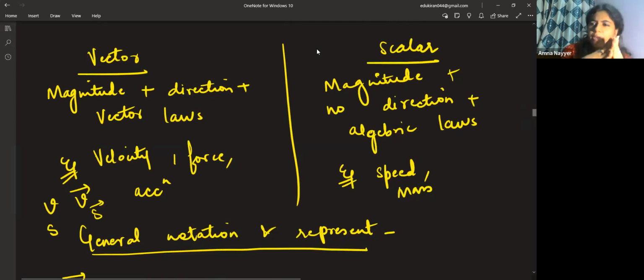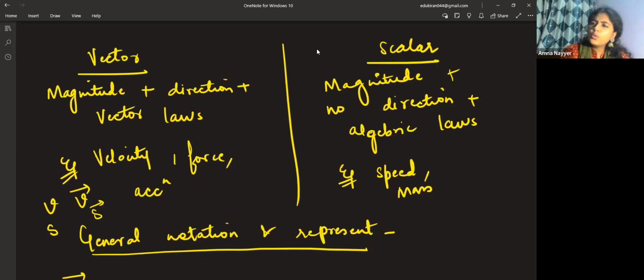So the difference between the vector and scalar quantities. See, vector quantities have magnitude, they have direction, and they obey the vector laws. Vector laws we have not done. The laws which I was mentioning, like the parallelogram law, the polygon law, the triangle law, all the vectors have to obey that. Even if they do not obey one of these three, they'll not be considered as vectors. They'll be put under scalar quantities.